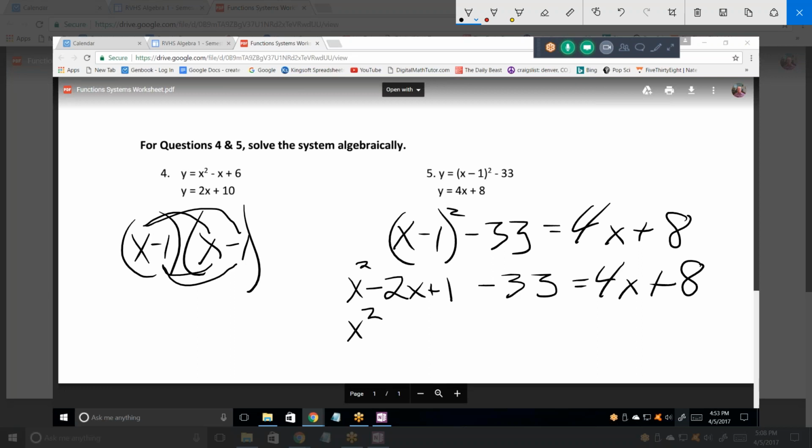So what's our x term? When I bring the 4x to the left side, what does it become? It's minus 2x minus 4x, which is minus 6x. Now, bring all of the numbers over. Well, those two numbers turn into minus 32, and I'm going to bring minus 8 over, so that's minus 40. I moved everything over, so what's left over is 0, not 1.